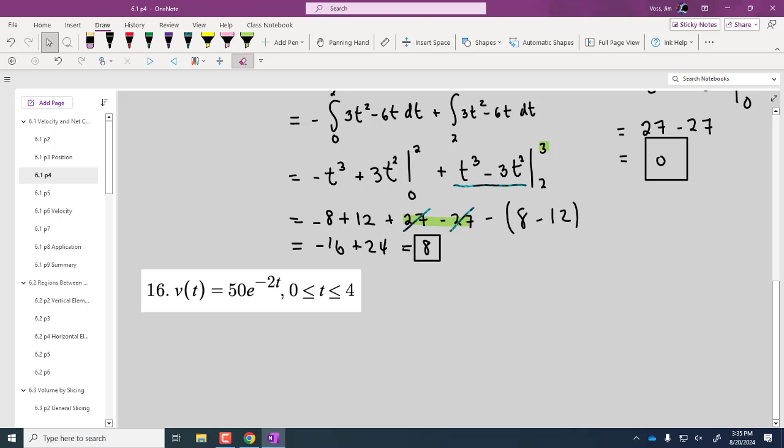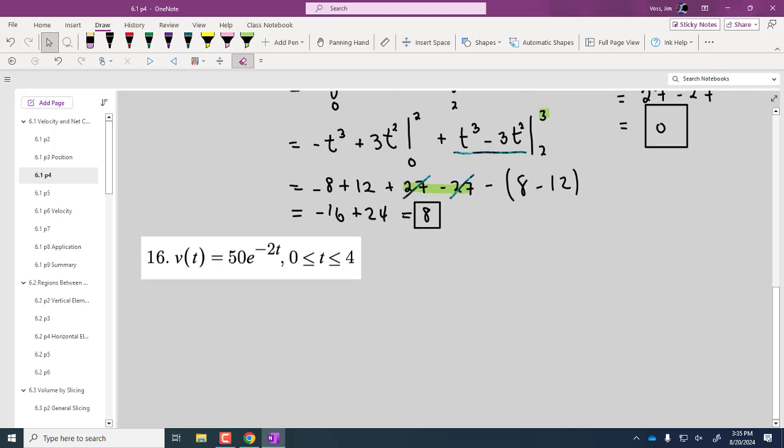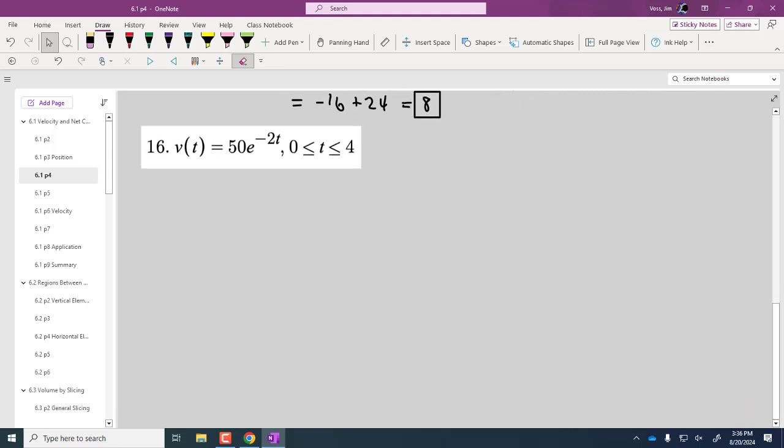Okay, next one, we have a velocity function that is an exponential function. Same basic idea. We need to visualize our velocity function in order to figure out where it's positive, where it's negative. Because when it's positive, the motion is to the right. When the velocity is negative, the motion is to the left. Okay, let's do a quick sketch of this. So what kind of function is this? Exponential. Is it growing? Is it decaying? What's it doing?